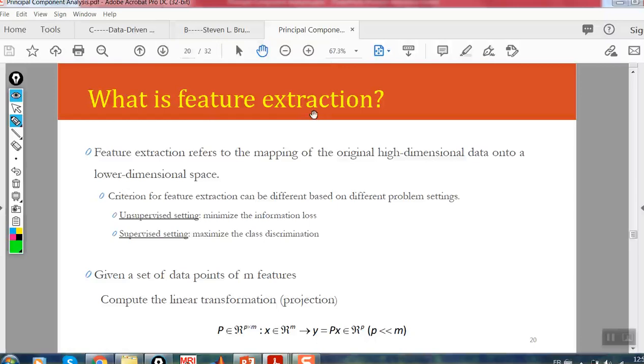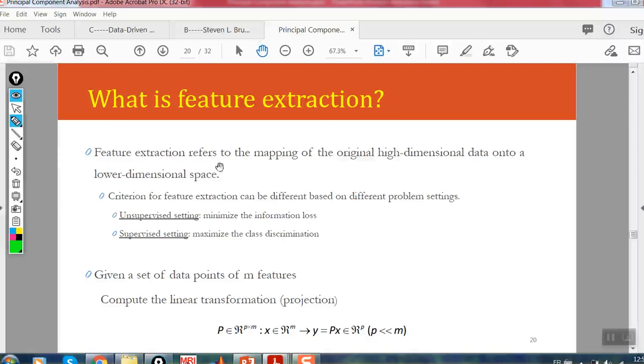We said that PCA, principal component analysis, is a method for dimensional reduction, or reducing the dimension. But its application is for feature selection. But what is the feature? What is feature extraction? And after feature extraction, we have feature reduction. Okay.